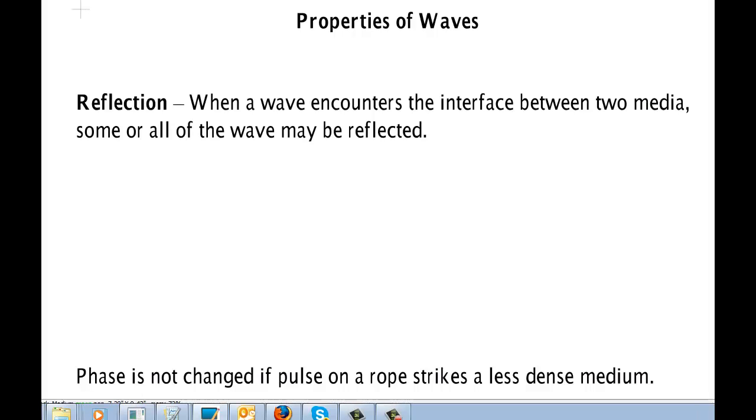We're now going to take a look at some of the properties of waves. The first important property is the property of reflection. When a wave encounters an interface between two media, for instance, let's say one type of rope and another rope, or between water and, for instance, the beach, some or all of the wave may be reflected.